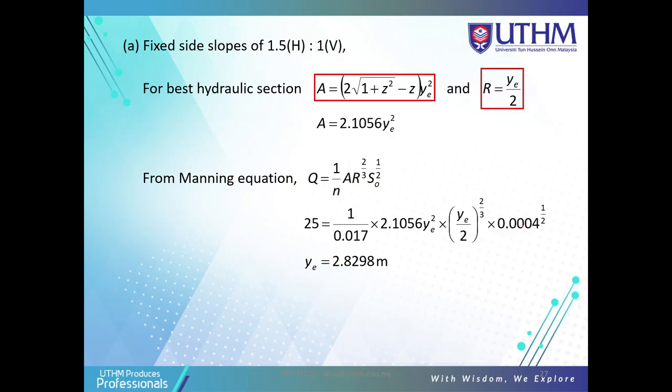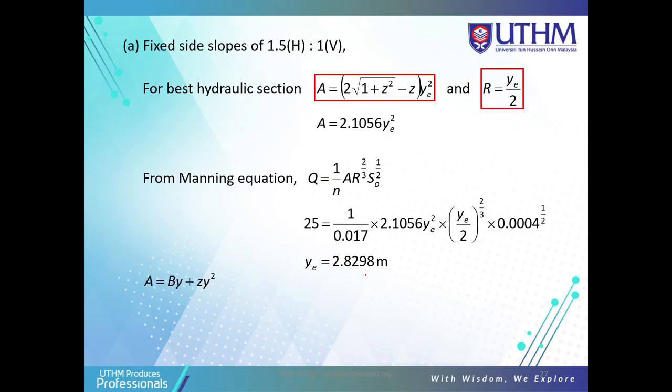Okay, in the earlier slide that I mentioned, we wanted to find the Y naught using trial and error, the graphical method and the design chart. Okay, but this is the best hydraulic section. We want to find the Y effective in the best hydraulic section. Because the question mentions effective, this is more for the best hydraulic section.